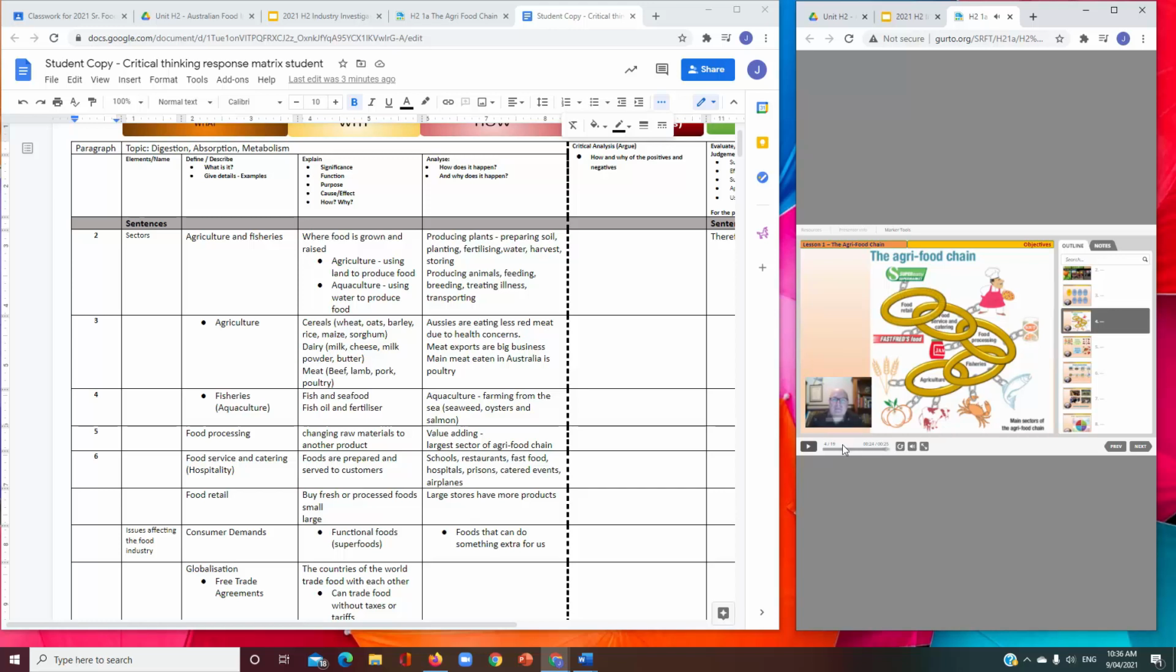you'll want to pause the slide after it's finished because it will automatically go to the next slide sometimes. If it does, just go back to previous and pause the slide so you can take your notes.